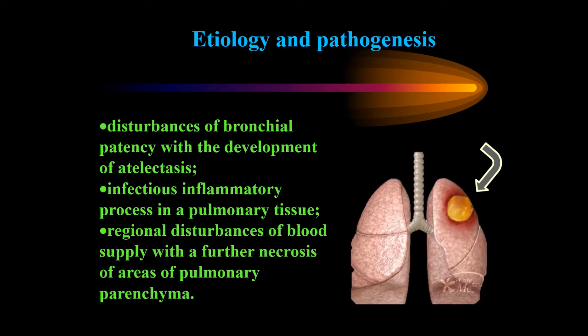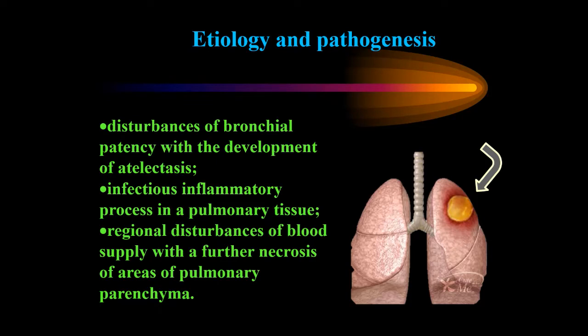Etiology and pathogenesis. Disturbance of the bronchial patency with the development of atelectasis. Next, an inflammatory process in the pulmonary tissue. Regional disturbance of the blood supply with subsequent necrosis of areas of pulmonary parenchyma are the main reasons of the suppurative diseases of the lungs.